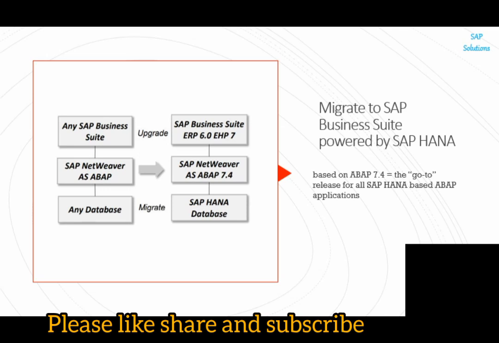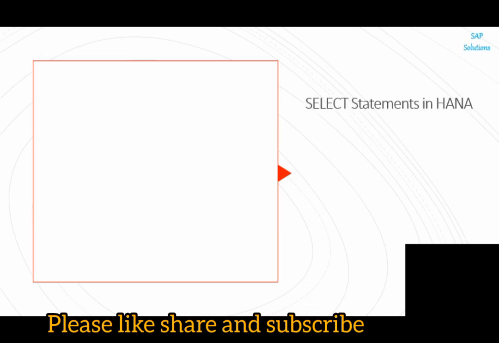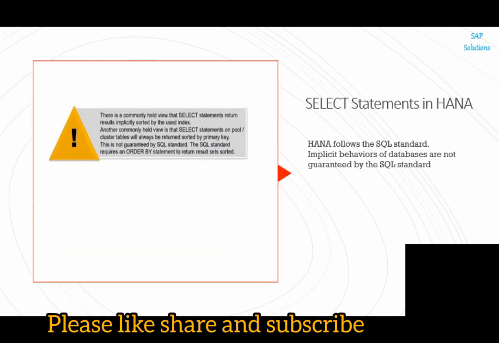Now we are going to the next step. That step consists of select statement in HANA. How are we writing the select statement on the HANA platform? HANA follows the SQL standard. Implicit behaviors of a database are not guaranteed by the SQL standard. There is a commonly held view that a select statement returns results implicitly sorted by the used index. Another commonly held view is that a select statement on a pool or cluster table will always be returned sorted by primary key. This is not guaranteed by the SQL standard.